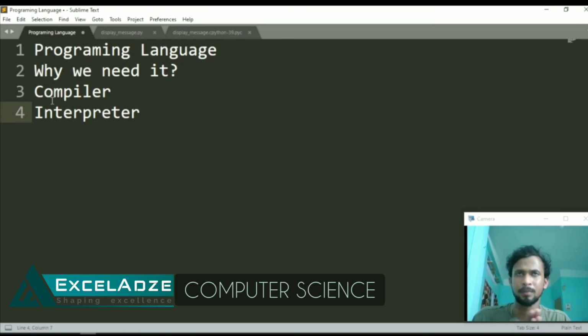In our coming classes, we will discuss in detail what is a low-level language, what is compiler, what is interpreter, and the working of interpreter and compiler. So we are going to discuss Python programming there.